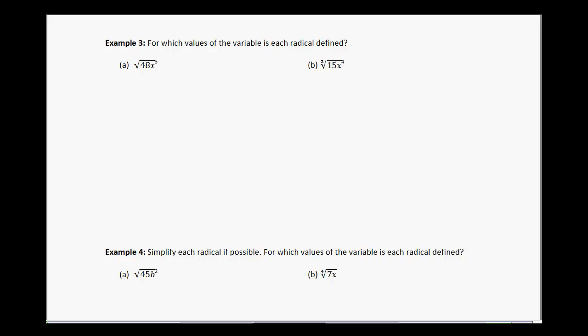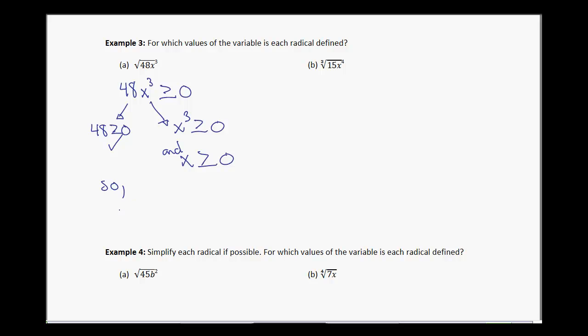For which values of the variables is each radical defined? So our first one is a square root. So we need our 48x cubed to be greater than or equal to 0. We can already say that 48 is greater than or equal to 0, so that's good. So now we need our x cubed to be greater or equal to 0, and hence our x to be greater or equal to 0. So our square root of 48x cubed is defined for x greater or equal than 0.